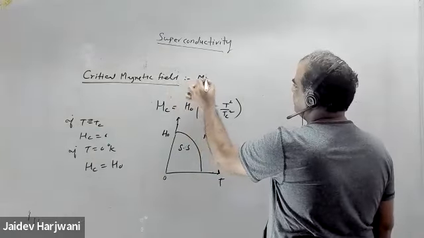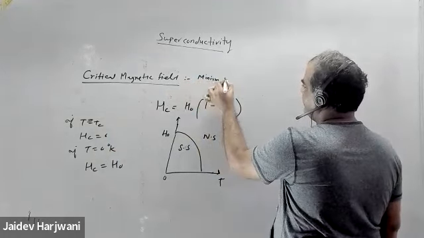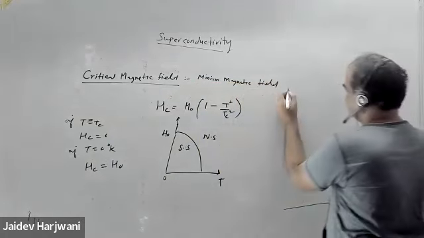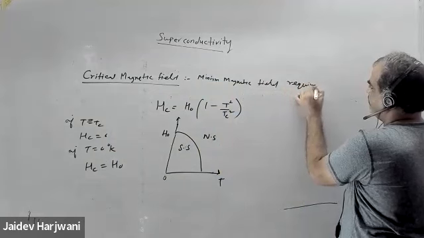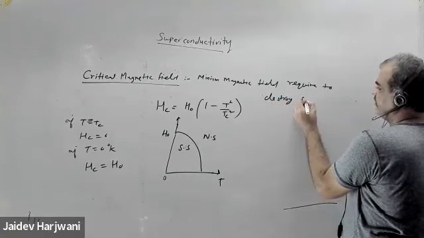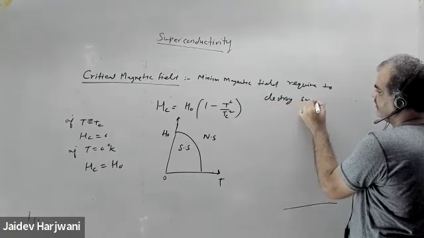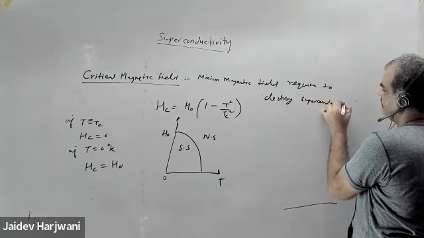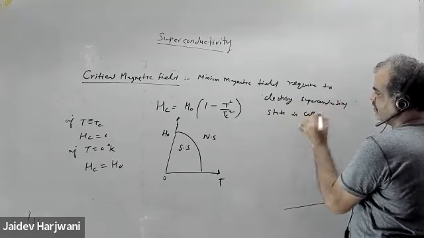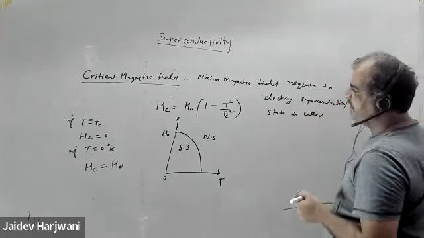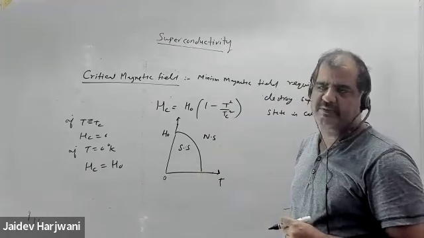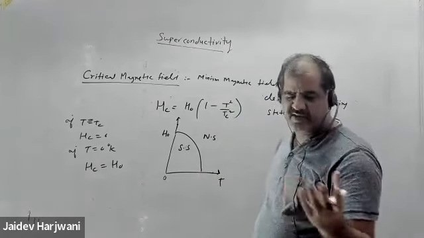So the minimum magnetic field required to destroy the superconducting state is called your critical magnetic field. So T equal to TC पे तो अपने आप ही सुपरकंडक्टिविटी डिस्ट्रॉय हो जाएगी, तो उसके लिए हमको मैग्नेटिक फील्ड की जरूरत ही नहीं है.